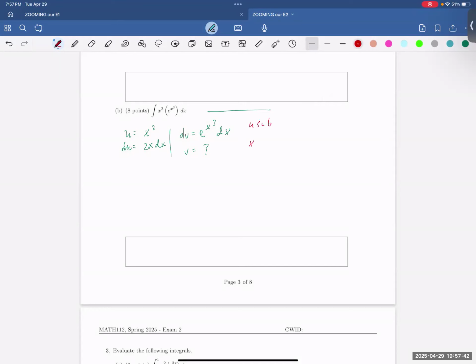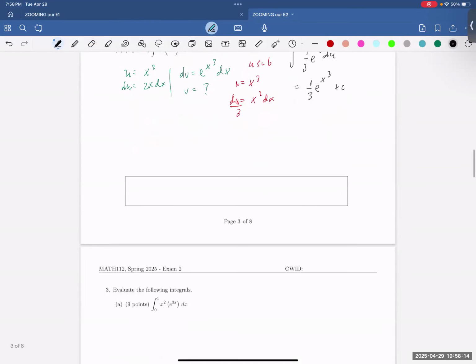U sub, make u x cubed, then du is, or a third du is, x squared dx, and our integral turns into 1/3 e to the u du. And that antiderivative is 1/3 e to the u, and u is x cubed, plus c. There we go.